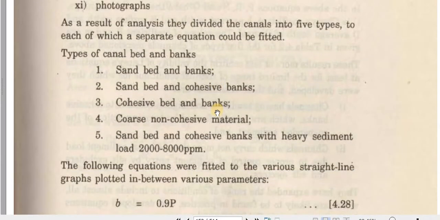And they divided the conditions based on 5 types of channels. First channel, sandy bed and banks, where both bed and bank are of sandy material. Then sandy bed and cohesive banks, clay type of banks; cohesive bed and banks; coarse non-cohesive material; and sand bed and cohesive banks with heavy sediment, 2000 to 8000 parts per million of water.